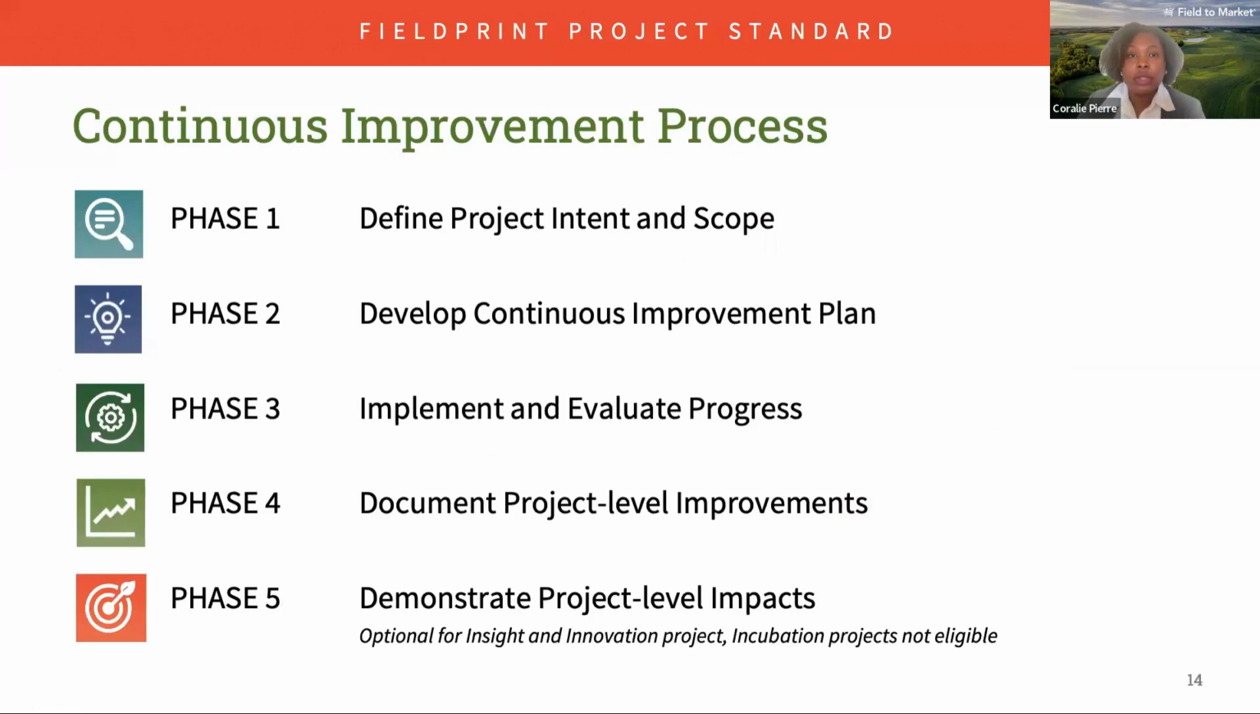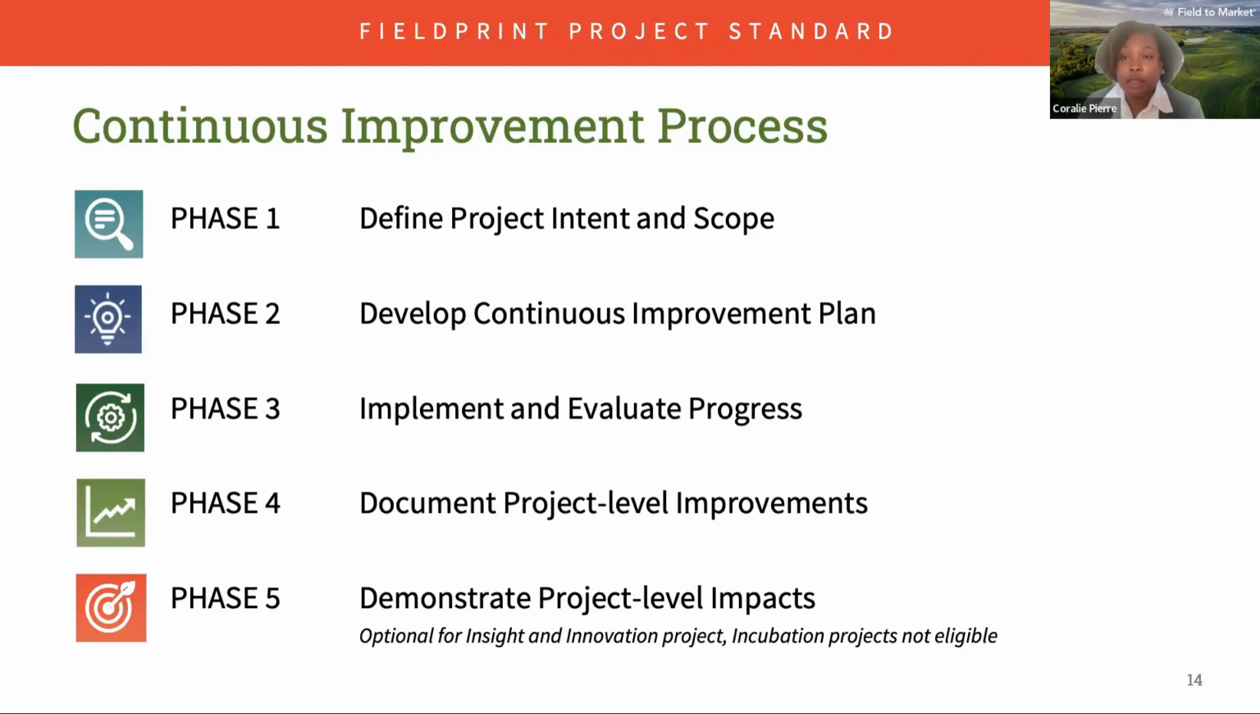Transitioning now to the core content of the standard, we should highlight the foundation of our approach, which is the continuous improvement process. This process is fundamental to our standard and serves as the cornerstone of our efforts to drive positive change within the agricultural industry by ensuring the successful implementation of projects that benefit all: people, planet, and agriculture. Let's explore the 5 phases of the continuous improvement process.